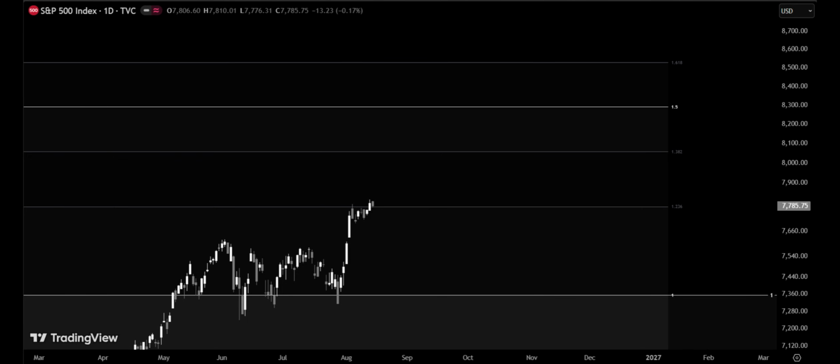Above that boundary we have further extensions. 1.382, 1.5, 1.618. These are not promises about future price. They are geometric continuation points. They tell us how the current structure would scale if the expansion continues. And this is exactly where the fractal idea becomes useful.